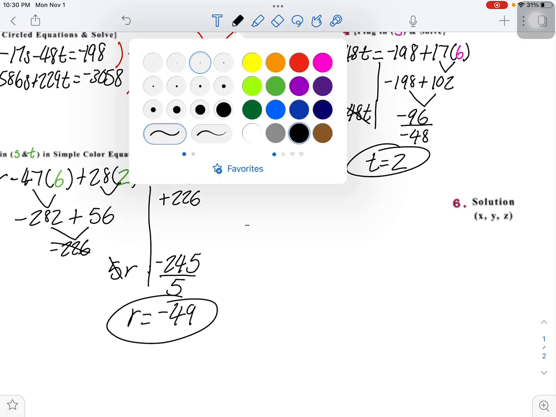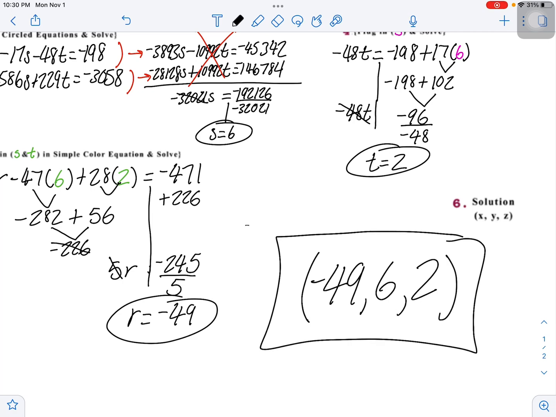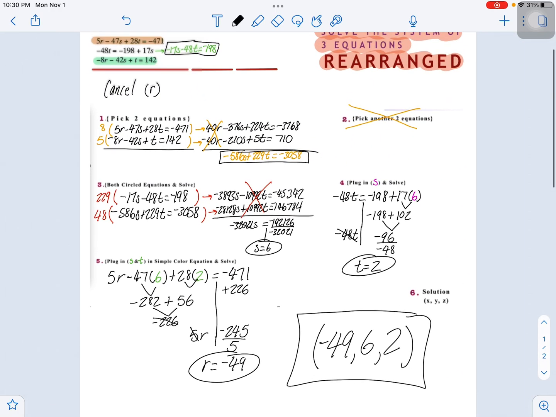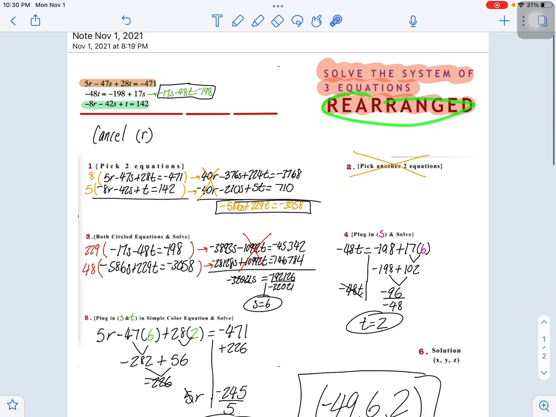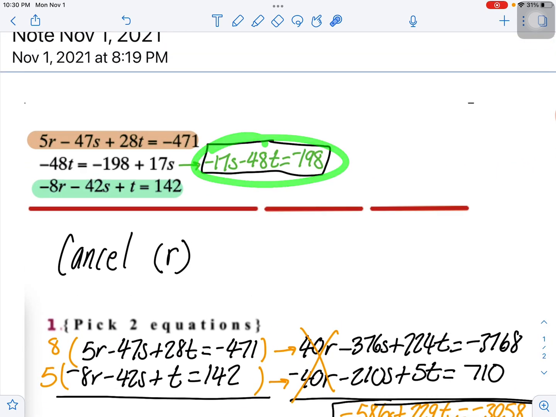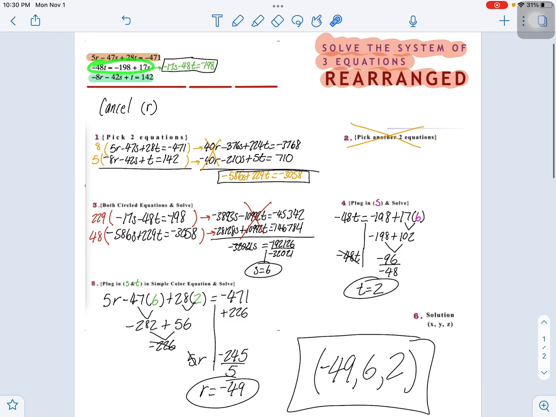And finally, step 6. It says x, y, z, but in this case, we are doing r, s, t. So r is negative 49, s is 6, and t is 2. And there we go. So this is how we do the 3 equations where we have to rearrange. That's why it was called the rearranged, because we rearranged here. But we did end up using this original equation as well to find t.